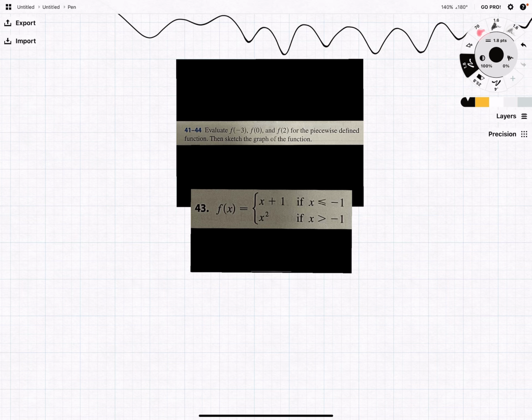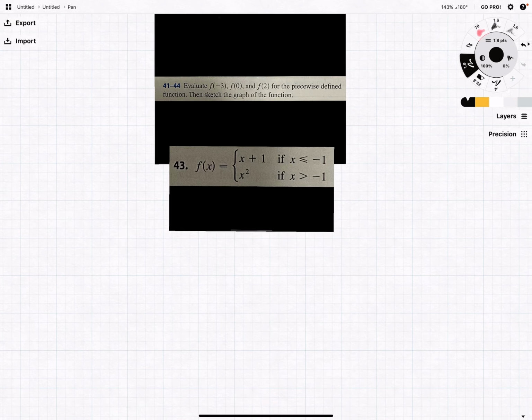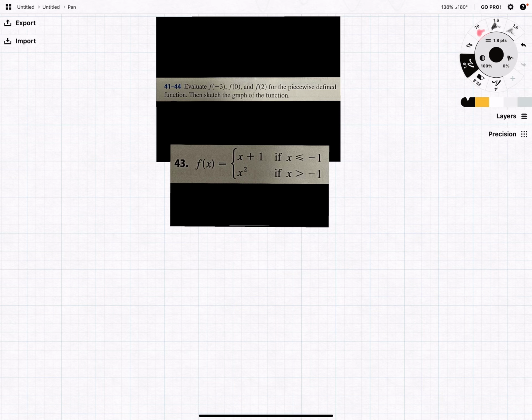This is Stewart Calculus 8th edition, section 1.1, problem 43. For this group of problems, it says evaluate f of negative 3, f of 0, and f of 2 for the piecewise defined function. Then sketch a graph of the function.